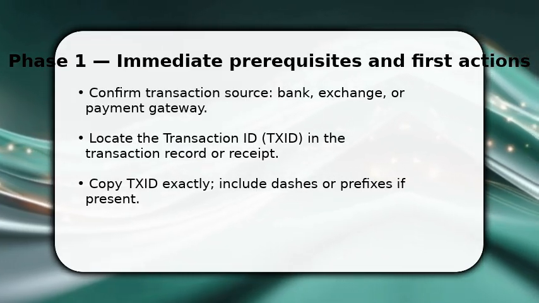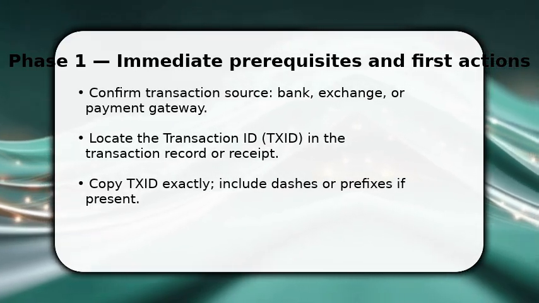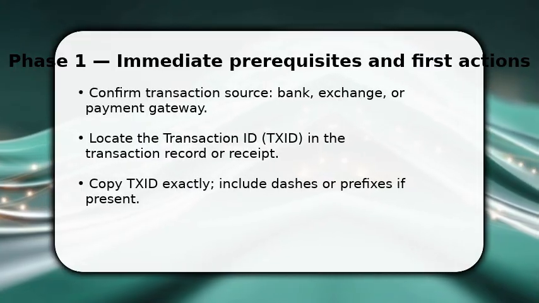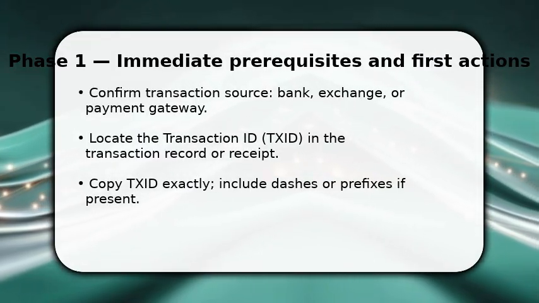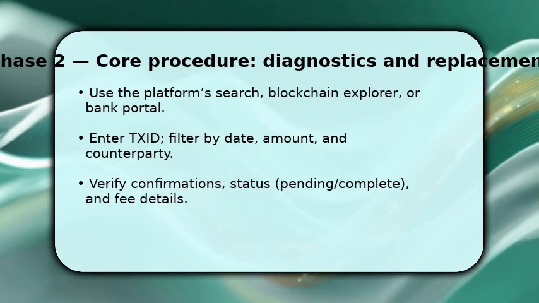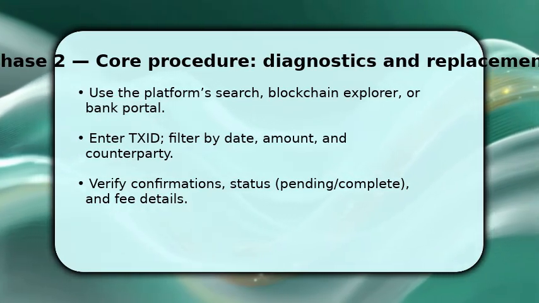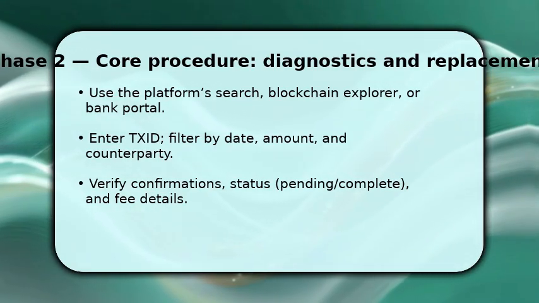Make sure to note the timestamp and amount as context. This saves time and prevents errors when you proceed to validation or lookup tools. Once done copying the TZID, go to the appropriate lookup tool: the bank portal, your exchange's transaction page, or a blockchain explorer. Paste the TZID and apply filters like date and amount to narrow results.